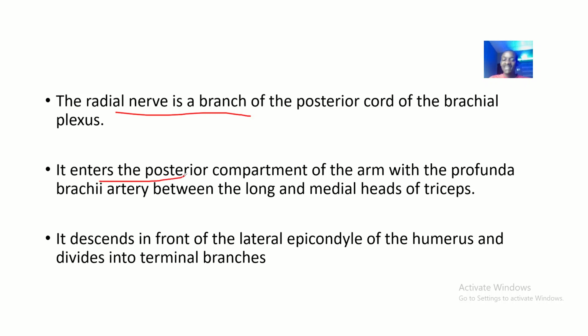It enters the posterior compartment of the arm, accompanied by the profunda brachii artery, between the long and the medial heads of the triceps. So it descends in front of the lateral epicondyle of the humerus and divides into terminal branches. These terminal branches are the superficial terminal branch and the deep terminal branch, also known as the posterior interosseous nerve. I have separate videos on this already.